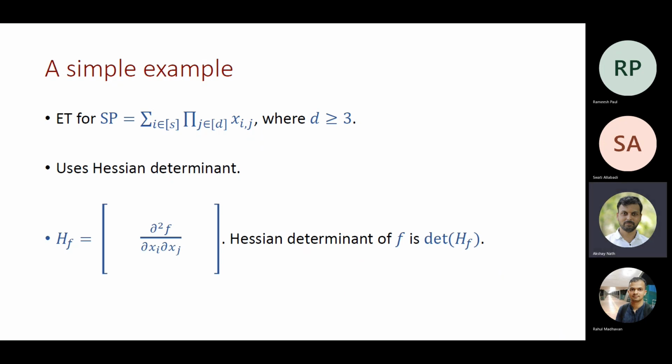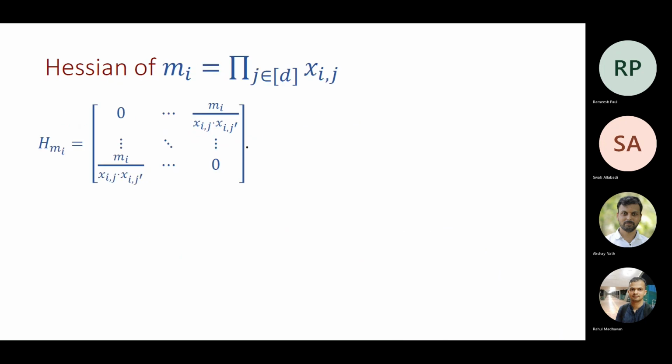So recall that the Hessian of f is just the matrix of the double derivatives of f. In particular, the entry indexed by the variables xi and xj is just the double derivative of f with respect to xi and xj. And the Hessian determinant of f is just the determinant of this matrix. Okay, so before we analyze the Hessian determinant of the SP polynomial, let us just analyze the Hessian determinant of this monomial mi, which is just the product of xi1 to xid.